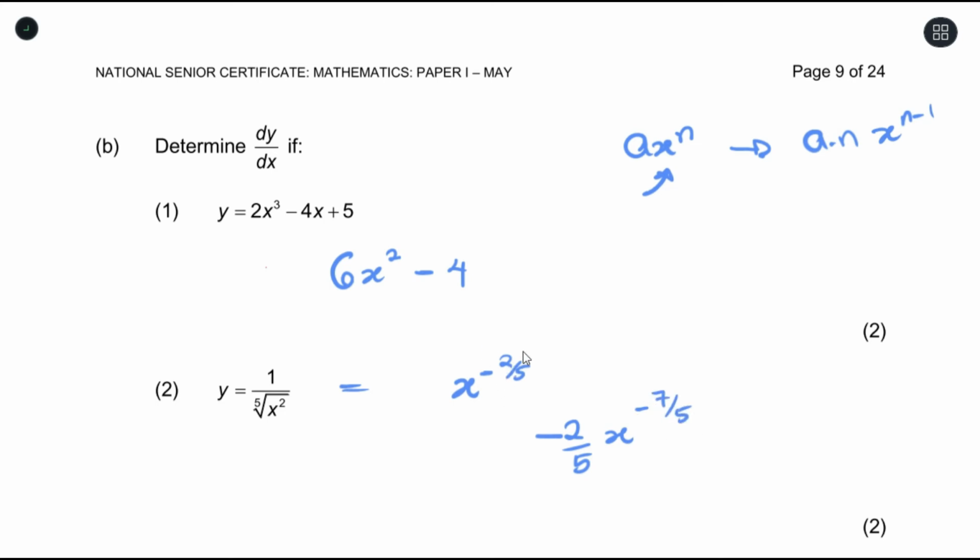Okay, so the differentiation of this would be, yeah, so I multiplied this negative 2 over 5 times the 1 that was originally here, and I subtracted 1 from the negative 2 over 5, and that will give you negative 7 over 5, and that will be your answer.